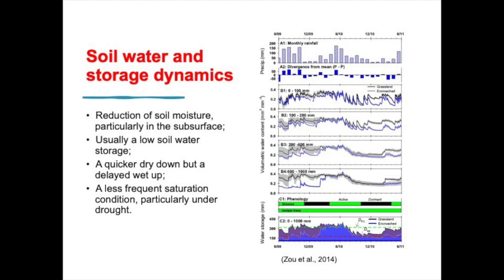In general, you will have a lower water content under juniper woodland. If you add them together as the water storage in the entire soil profile, as you can see on the bottom one, you have quite a few soil water storage in this soil profile at the given time. And most importantly, there is a less frequent saturation condition under that woodland.